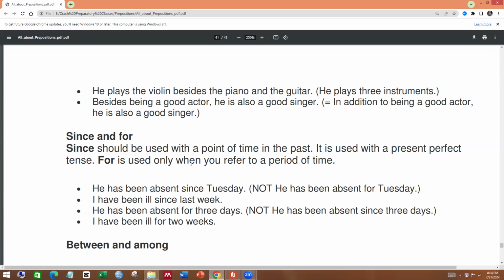I have been ill since last week. He has been absent for 3 days, this has a period of time. I have been ill for 2 weeks, I was ill for a full 2 weeks.